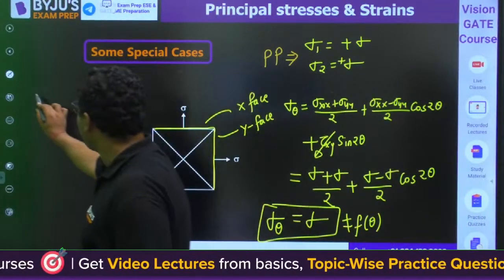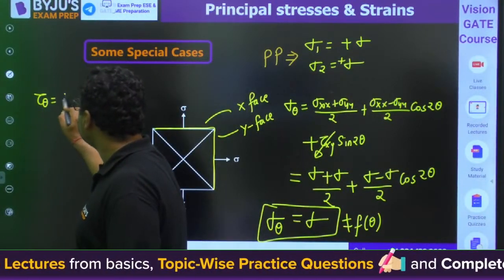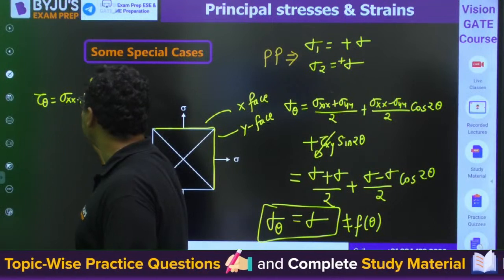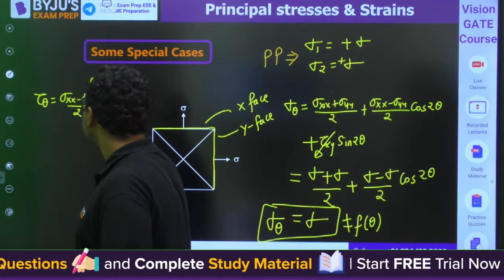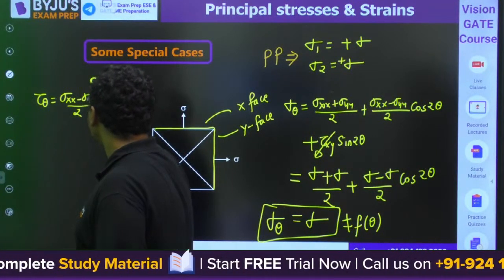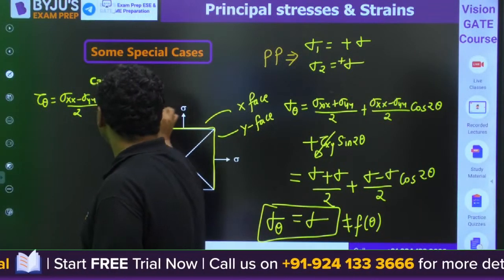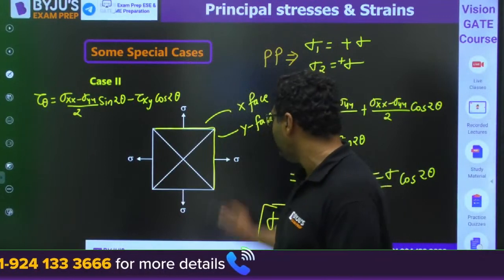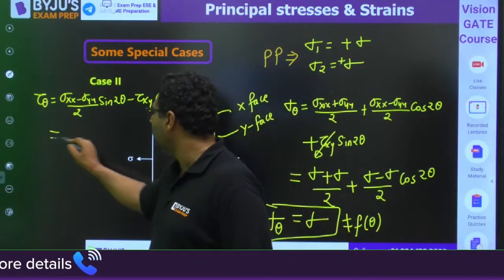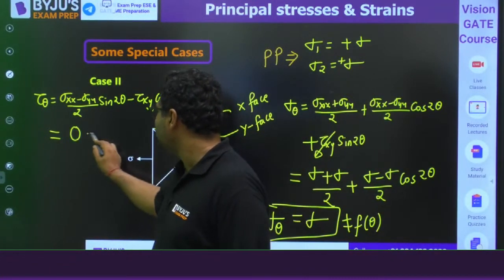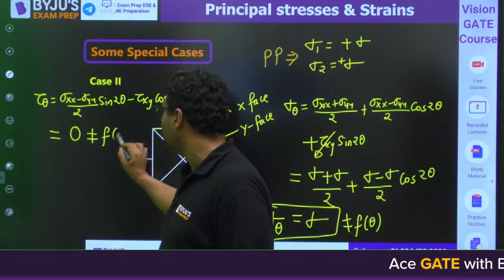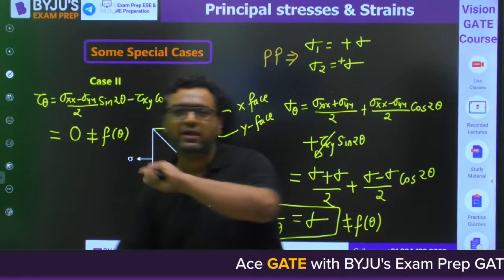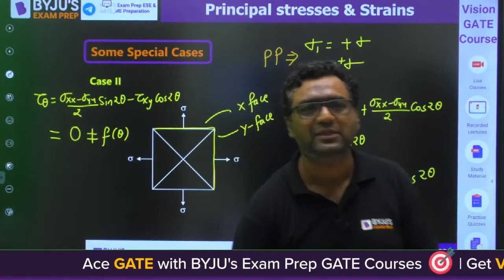And if you are going to find out the tau theta, it comes out to be sigma xx minus sigma yy by 2 sin 2 theta minus tau xy cos 2 theta. So you also know that when I put the value of sigma xx and sigma yy as sigma, this value will become 0. So this is also not a function of theta. So you can say at every plane shear stress will be 0.